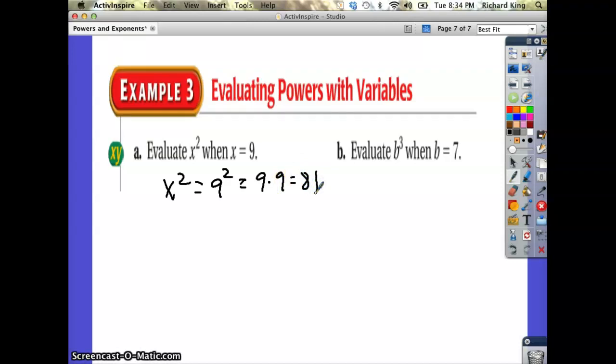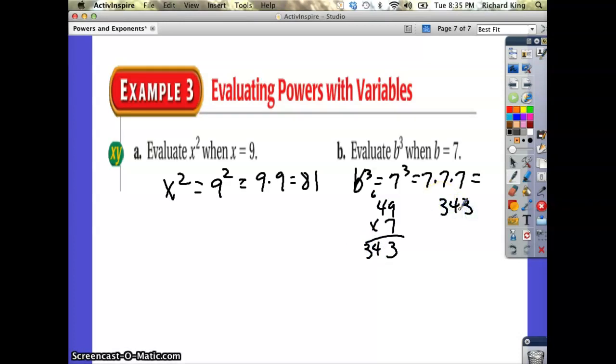I want to evaluate b to the 3rd power when b equals 7. So b to the 3rd power is going to equal 7 to the 3rd power, which equals 7 times 7 times 7, which equals 49 times 7. Here, 7 times 9 is 63, 7 times 4 is 28, and 6 is 34, so that's going to equal 343.